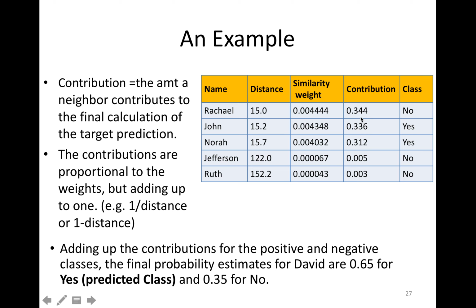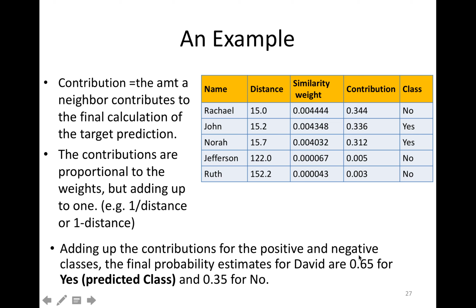The most important thing is that the weights also translate to an amount that will be used to calculate the estimated numerical value or the class. So for example, we use this to come up with the final class probability estimate for David. The probability for the yes class, based on this contribution, is 0.65, as these two values total together. But for no, even though there are three labels or three customers, it only totals up to about 0.35.